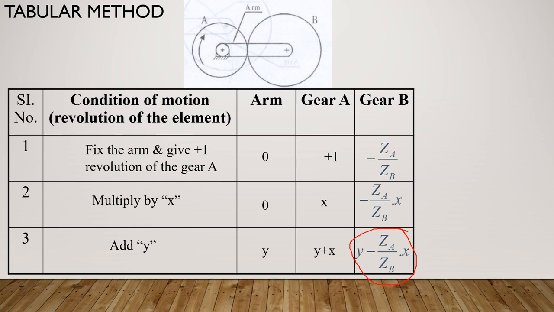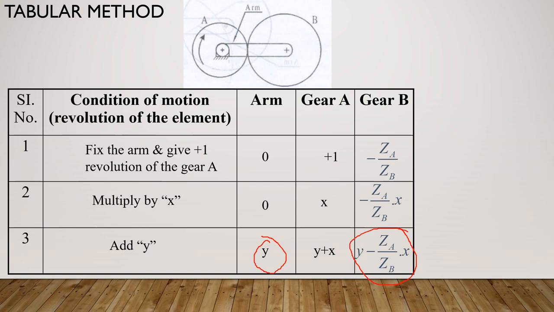Okay, so if you are able to find all these unknowns, we can find the speed for gear B. Now, what is y here? Y is nothing but the speed of the arm. If you know it, we can directly substitute. Za is the number of teeth of A, zb is the number of teeth of B. So x we have to find. We'll see how to find this.